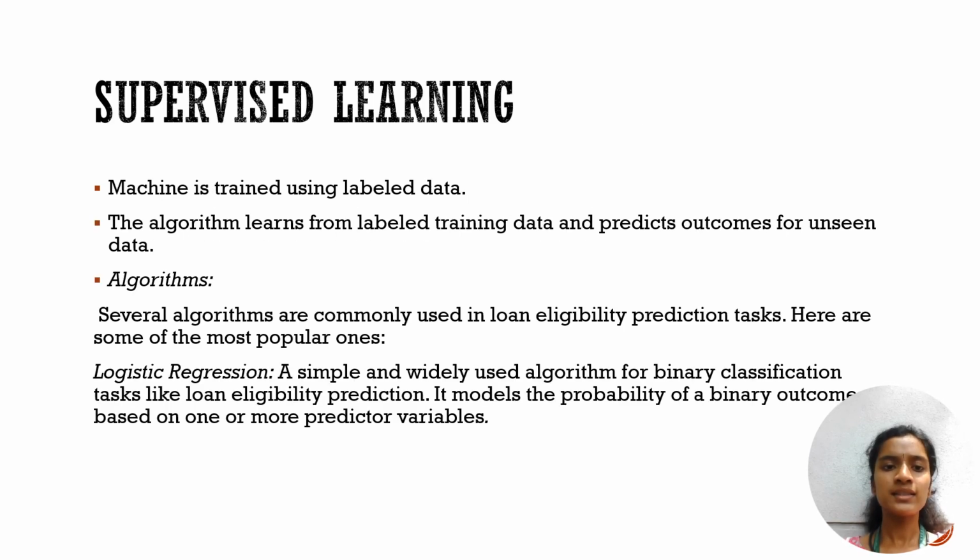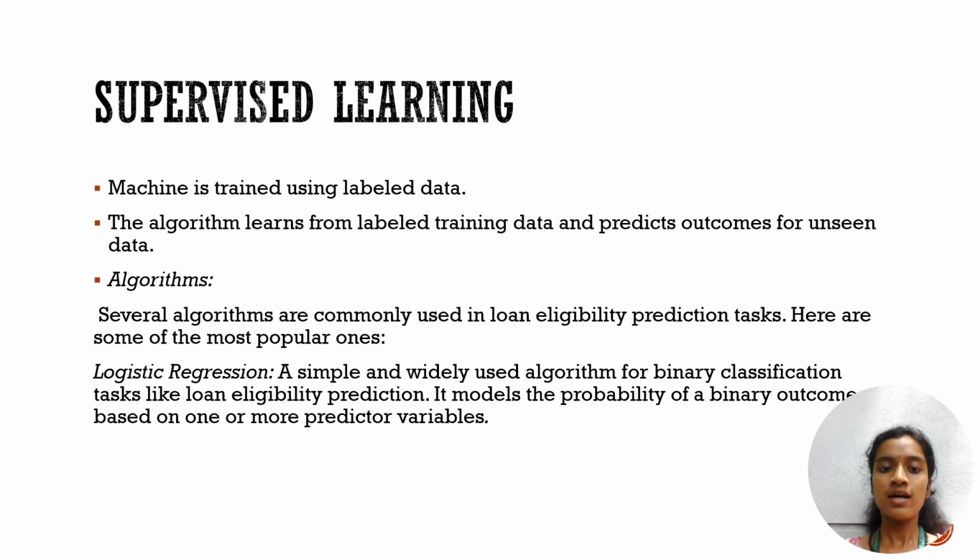Supervised learning. The machine is trained using labeled data. The algorithm learns from labeled training data and predicts the outcome of unseen data. Several algorithms are commonly used in loan eligibility prediction tasks. Here are some of the most popular ones.